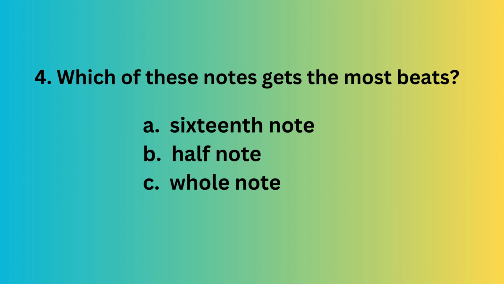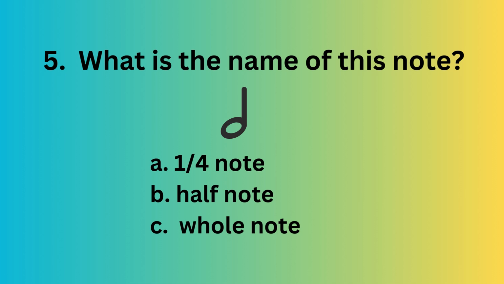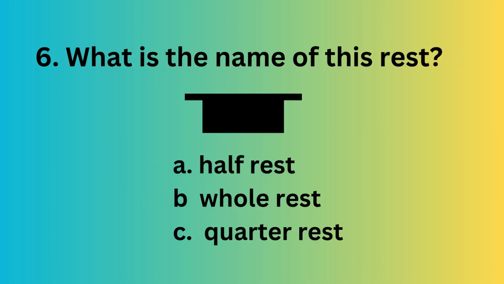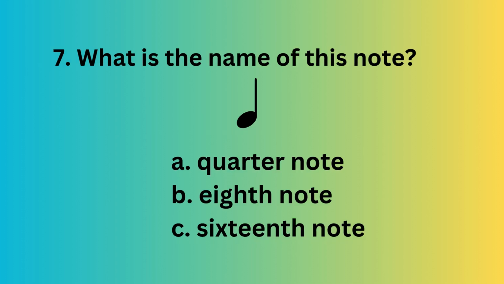Which of these notes gets the most beats? A, 16th note. B, half note. C, whole note. What is the name of this note? A, quarter note, B, half note, C, whole note. What is the name of this rest? A, half rest, B, whole rest, C, quarter rest. What is the name of this note? A, quarter note, B, eighth note, C, 16th note.